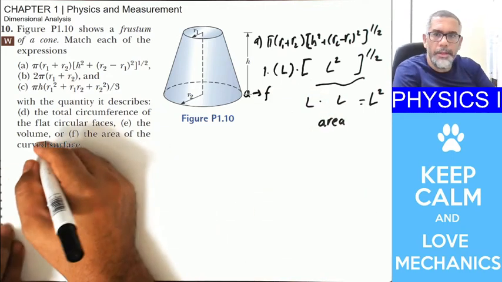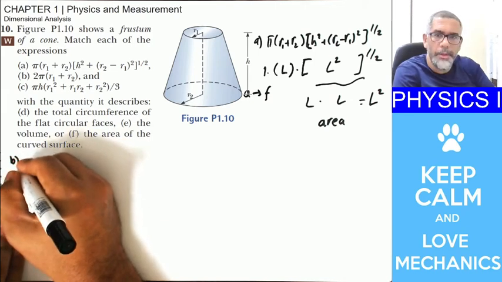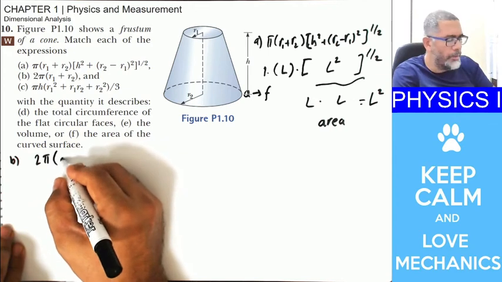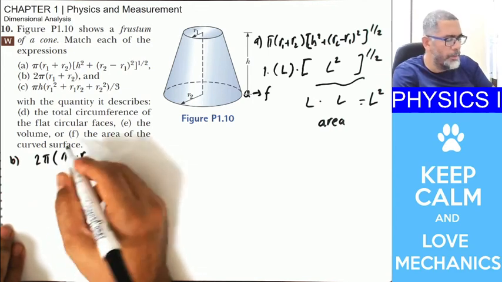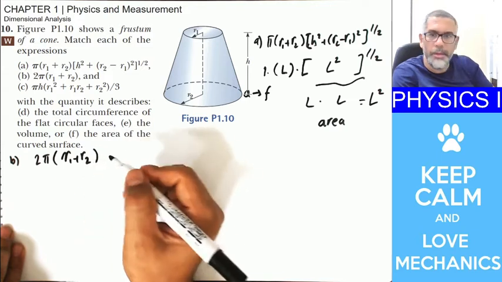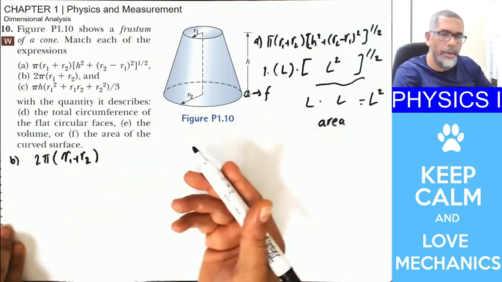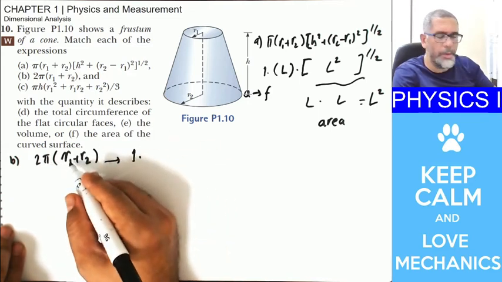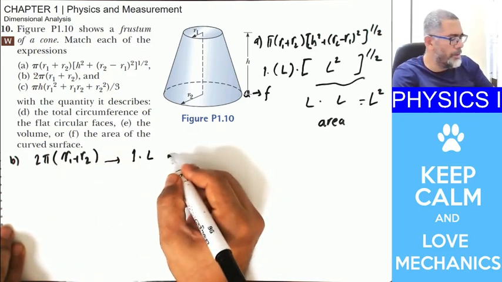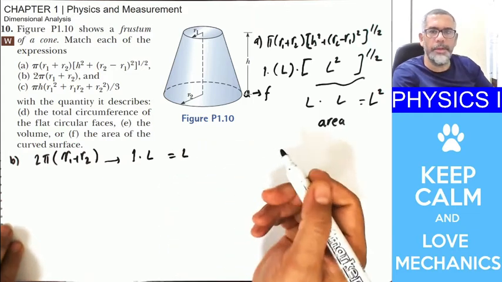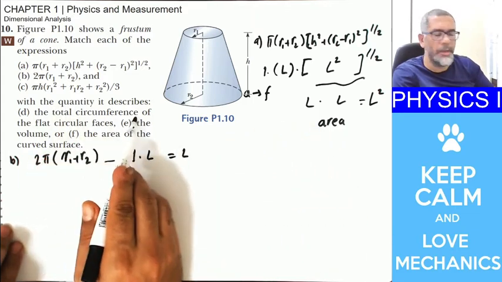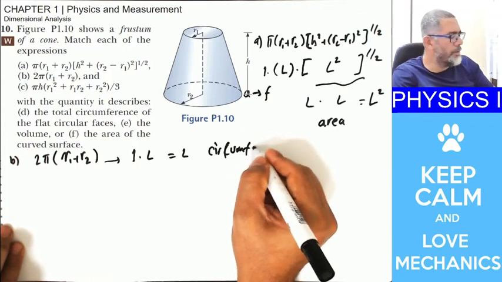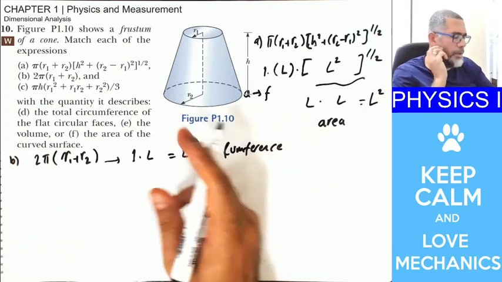Next is, let me write it over here, B: 2 pi in curly bracket R1 plus R2. That's it, right? Well, it's very obvious that dimension of 2 pi is just 1. Dimension of R1 and R2 is just L. So this has the dimension of length, which is the circumference of the two circles of this cone.